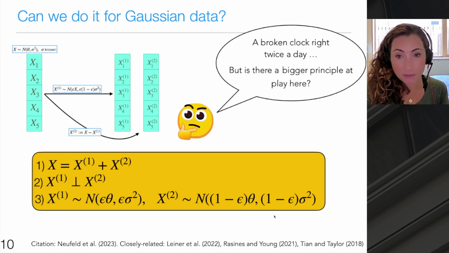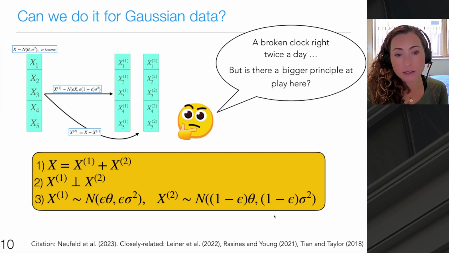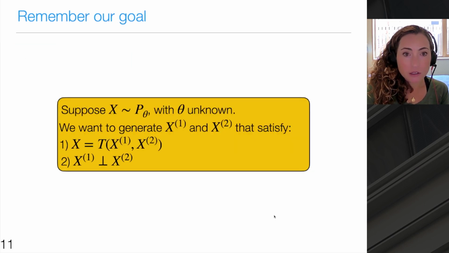Okay, so if you're going to be a skeptic, you might say a broken clock is right twice a day. So we managed to do this for the Poisson and Gaussian distribution, but is there a bigger principle at play here? Or is this just a special case of two distributions that we can thin into independent training and test sets without knowing the parameter? And so the answer is there is a bigger principle at play, which I'm going to talk about now.